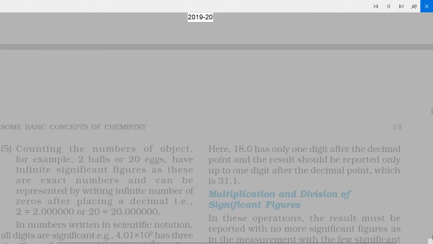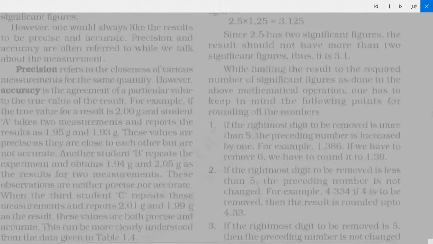Counting the number of objects, for example, 2 balls or 20 eggs, have infinite significant figures, as these are exact numbers and can be represented by writing an infinite number of zeros after placing a decimal, i.e. 2 is equal to 2.000000, or 20 is equal to 20.000000. In numbers written in scientific notation, all digits are significant, e.g. 4.01 times 10^2 has 3 significant figures, and 8.256 times 10^3 has 4 significant figures.